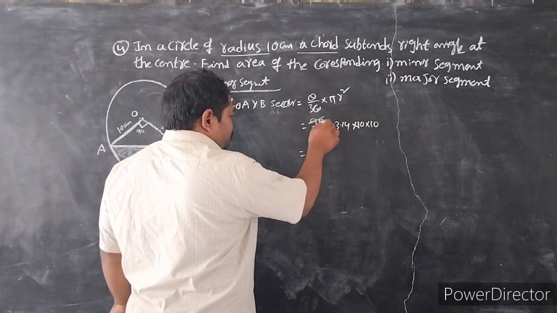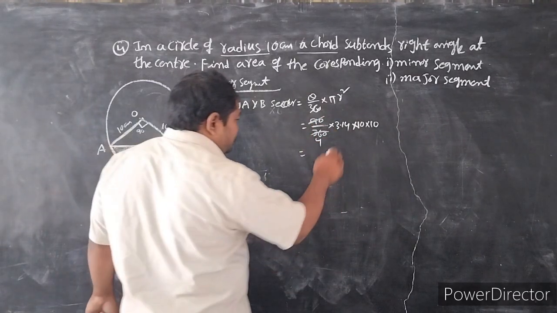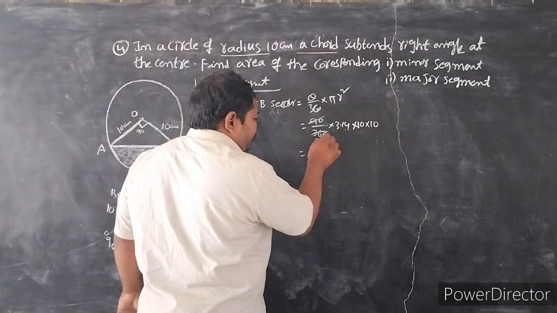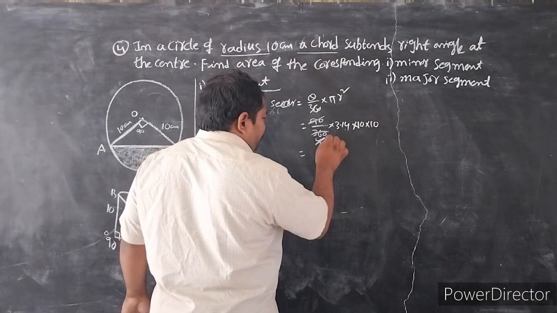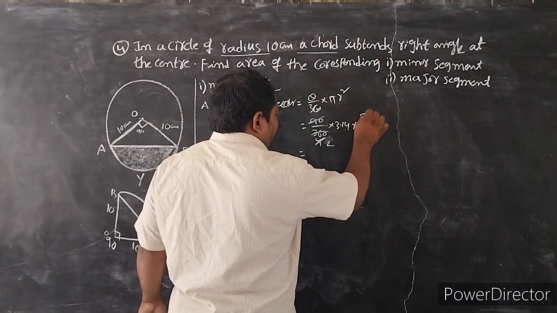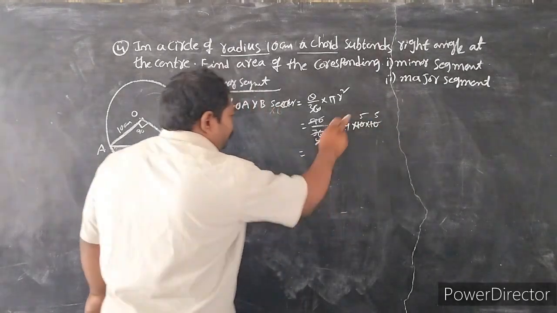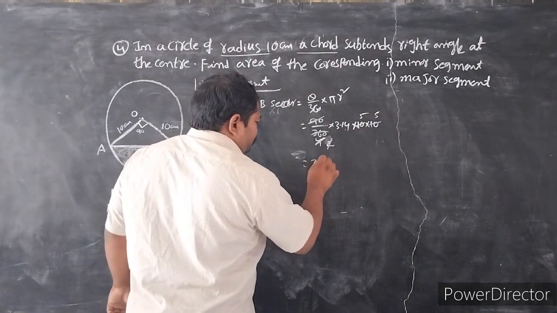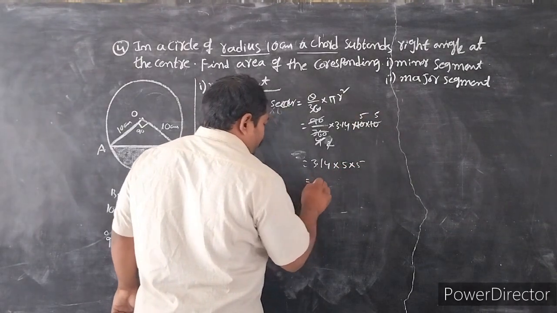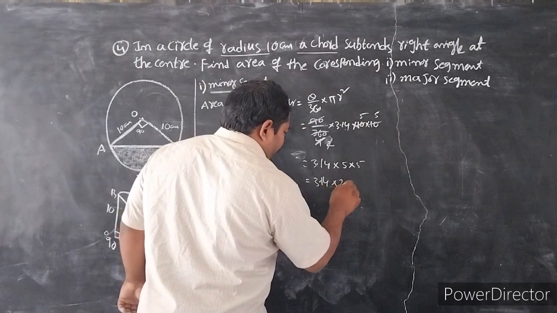Sorry. 9 and 4 cancel, 9 4s are 36. On cancelling we get the next one. 2 5s are 10. Sorry, 2 2s are 4. 2 5s are 10 again. Therefore, in the denominator we have 3.14 into 5 into 5, which is 3.14 into 25.